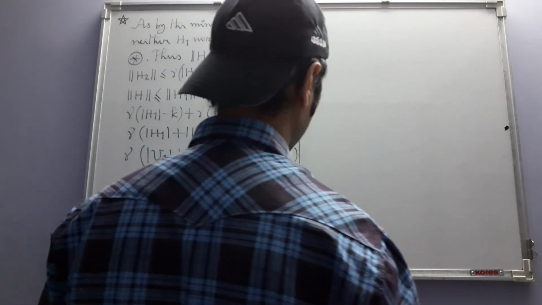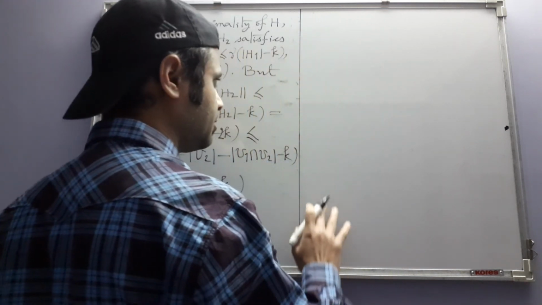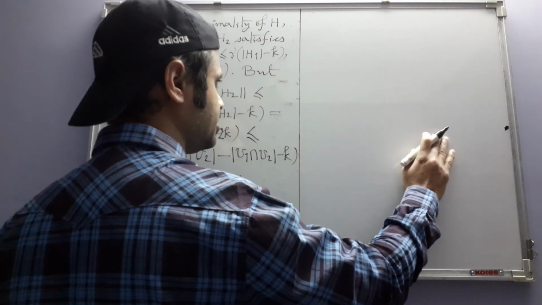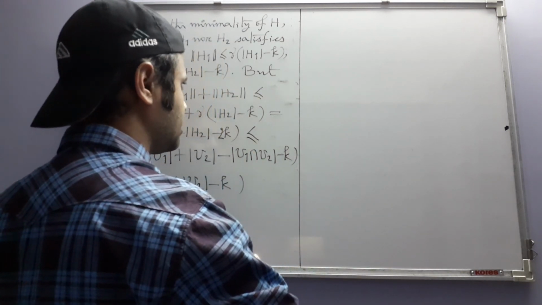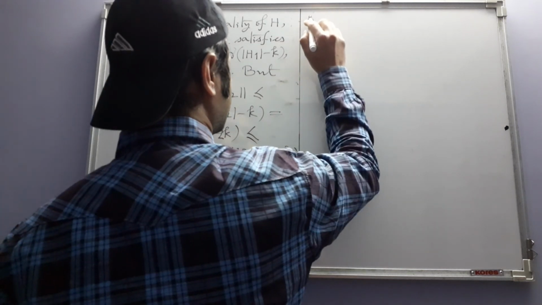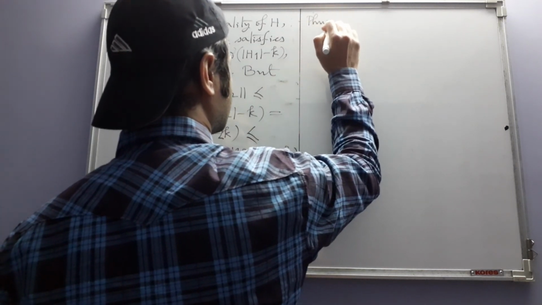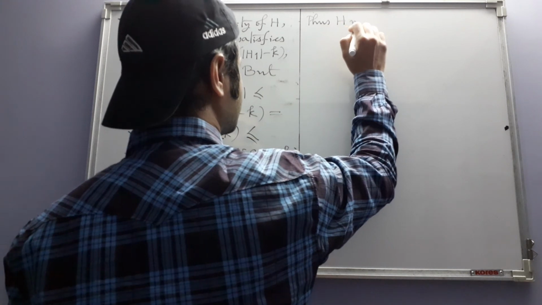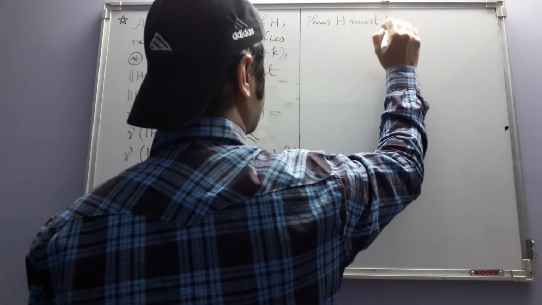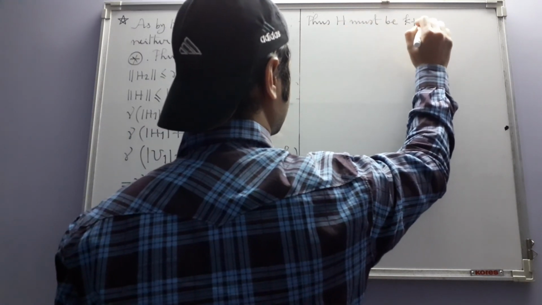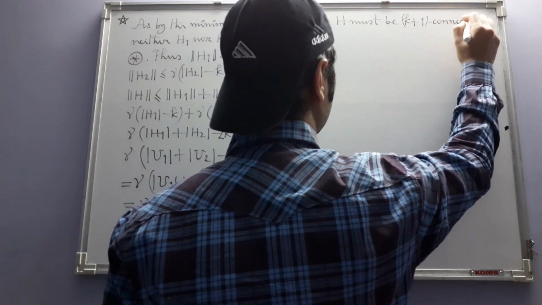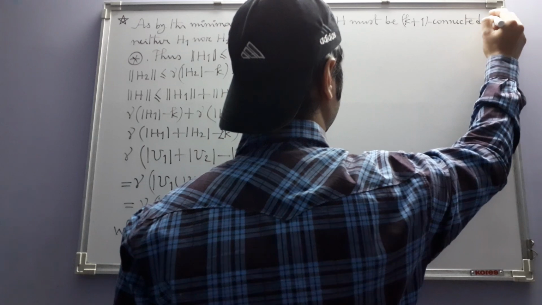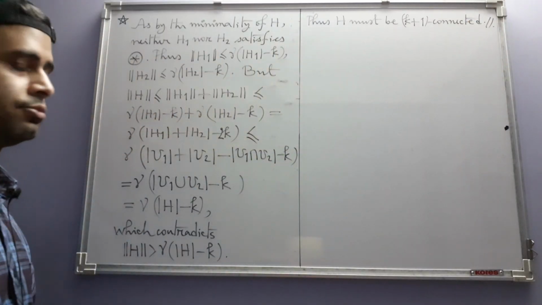Okay, we have not explicitly supposed anything. We are just saying that if H is not K plus 1 connected, then we end up with this absurdity. Thus, H must be K plus 1 connected, and this completes the proof.